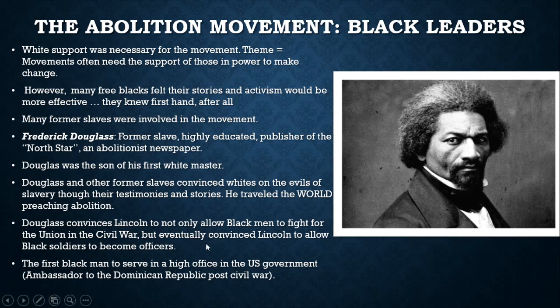Not just for the work he did, getting Lincoln to allow black men to fight in the Civil War. I know it sounds funny, right? At the start of the war, black soldiers were not allowed to fight for the North. But the whole reason for the war, in some people's eyes, was slavery. It's not until the very end that Douglass convinced Lincoln to allow black people to fight.